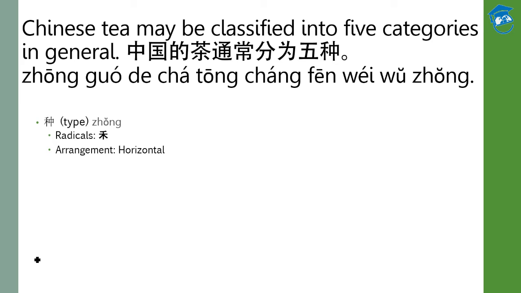5 categories, 五种. So as I said, 种 is types or it can be categories. So the whole sentence, it has the meaning of Chinese teas, usually split into 5 categories. In proper English, it is Chinese tea may be classified into 5 categories in general. Okay?